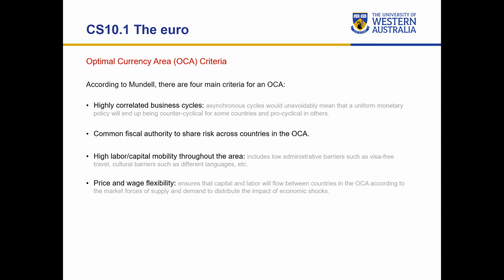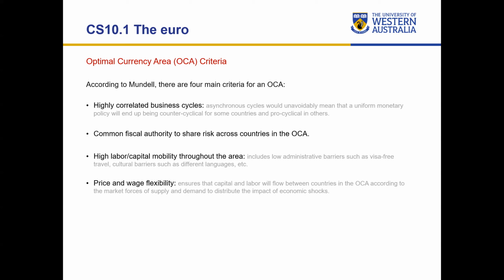But in Australia, we do have a common fiscal authority, the federal government, which can collect tax revenue and spend that money wherever it likes. So having a common fiscal authority in Australia is our way out of that problem of having asymmetric business cycles.